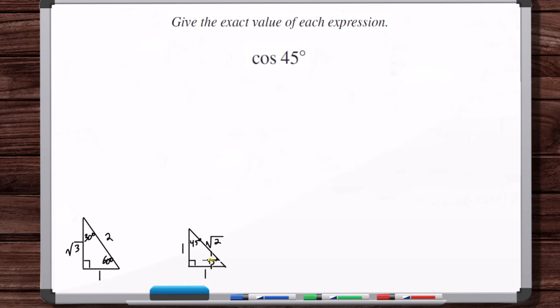Okay, cosine of 45, adjacent over hypotenuse. 1 over root 2 times root 2 over root 2 is root 2 over 2. Okay, tangent 45, opposite over adjacent, this is 1. Sine of 60, opposite over hypotenuse, that's root 3 over 2. Tangent of 60, opposite over adjacent, this is root 3.